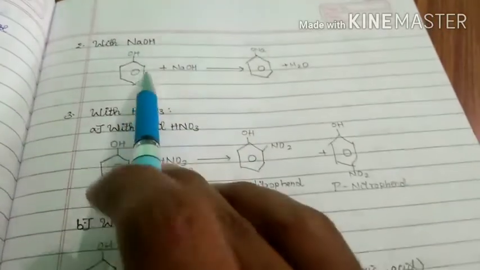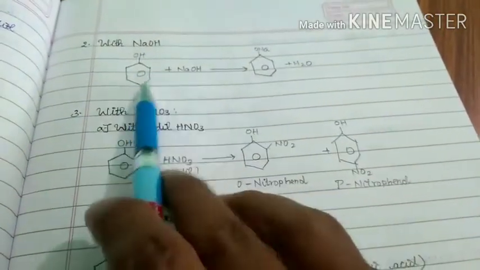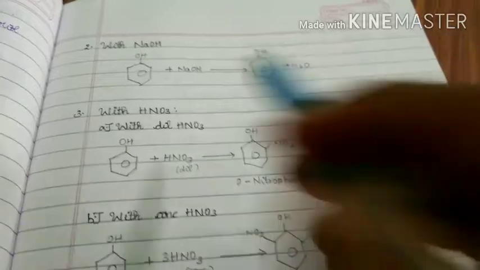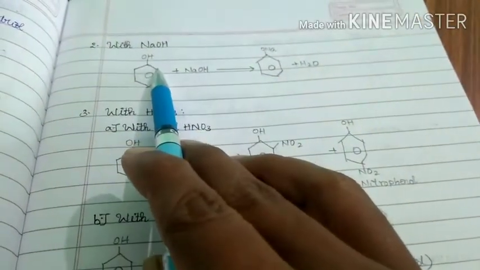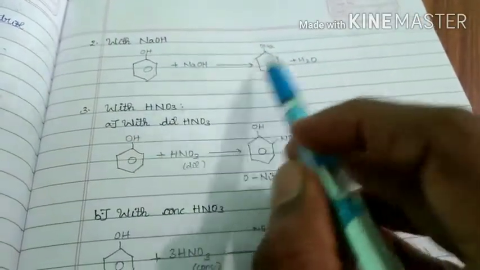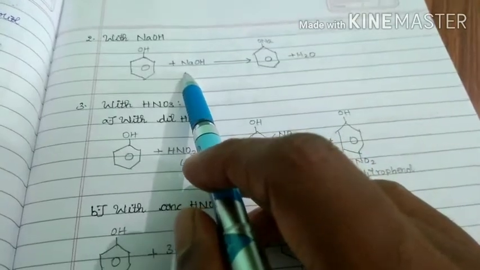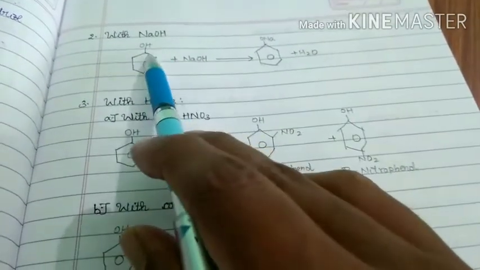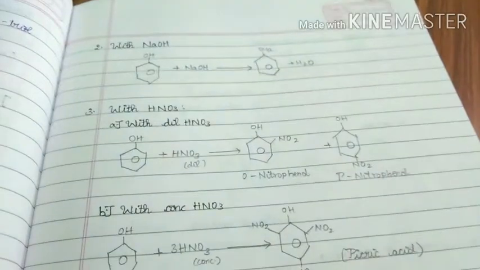Next reaction. When phenol reacts with NaOH, then also we get sodium phenoxide. This reaction also tells about the acidic nature of phenol because in this case hydrogen is removed.